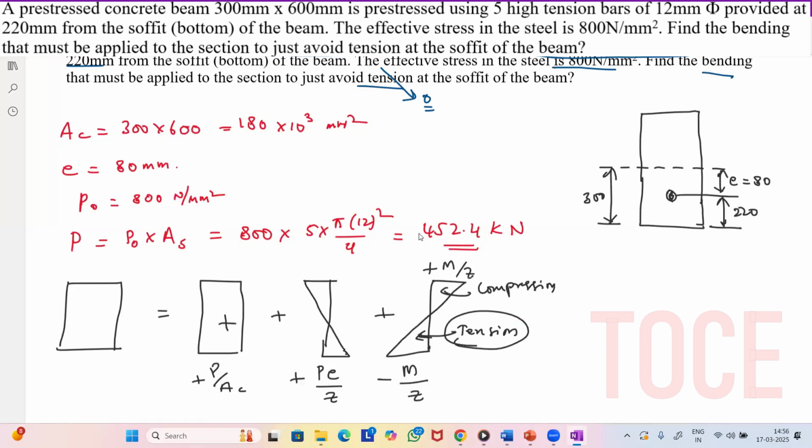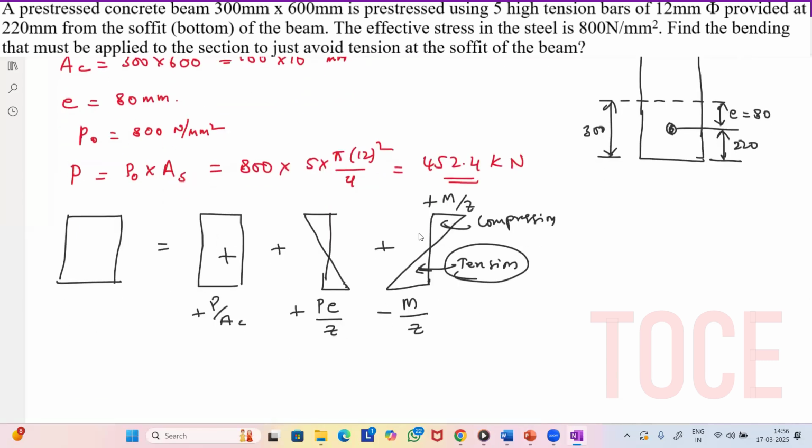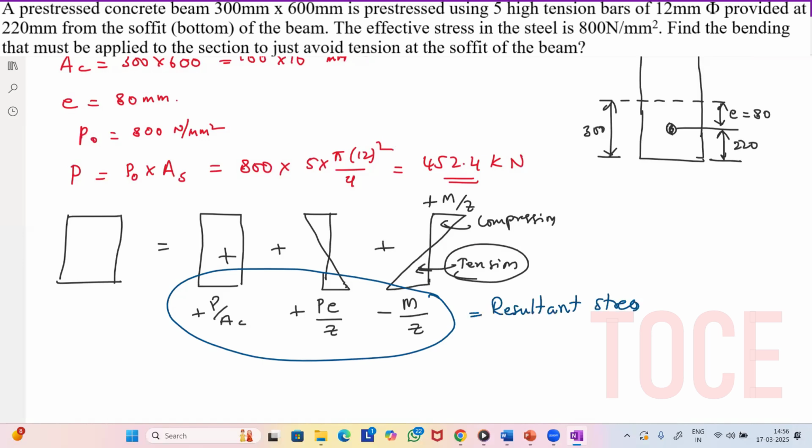So in this equation, if you add these three, we'll get the resultant stress. This resultant stress should be 0 in order to avoid tension. So there won't be any stress, 0 stress. Okay, so let us make this equation equated.